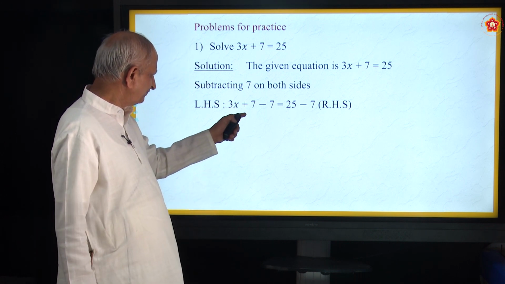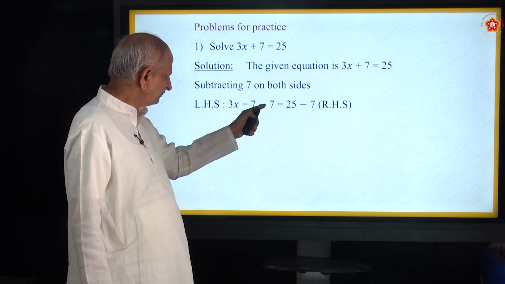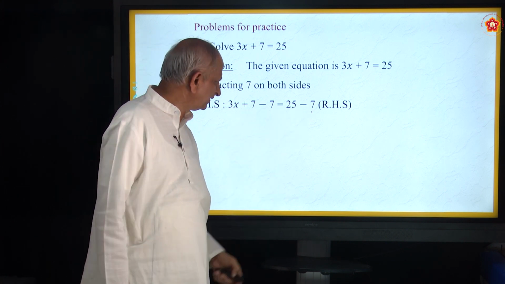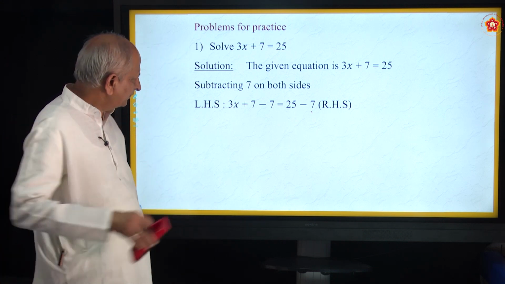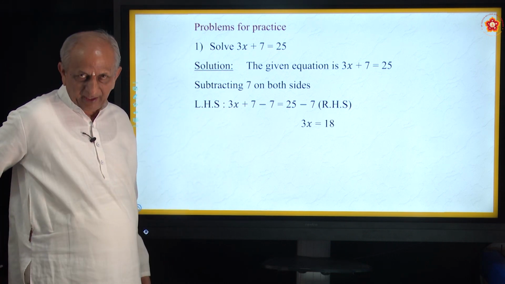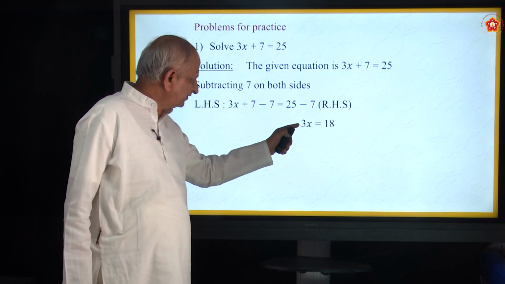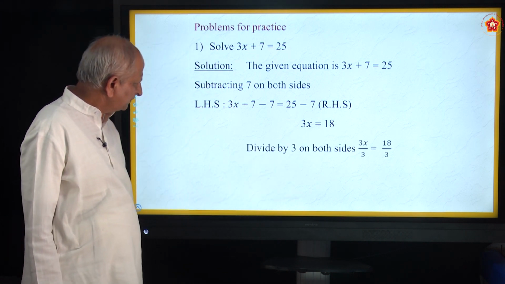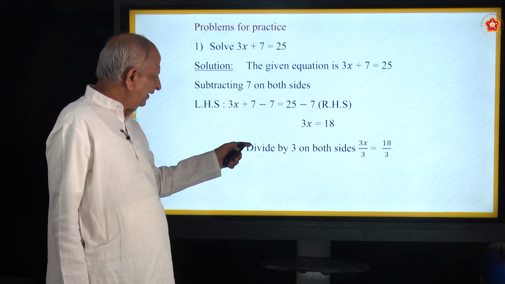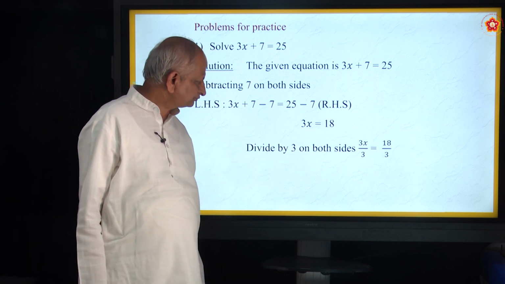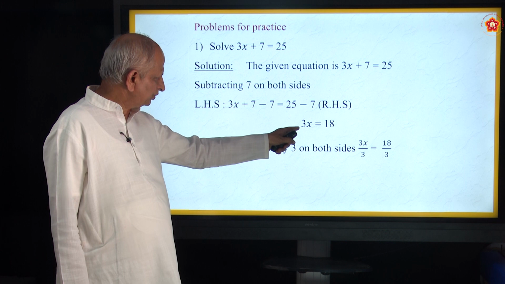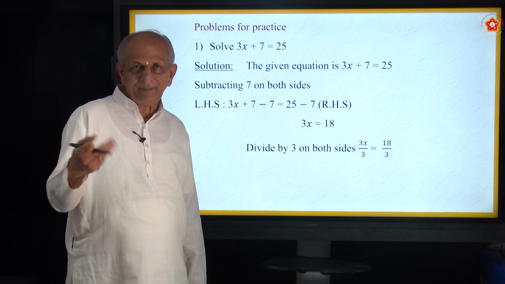So, what do you mean by that? Suppose plus 7 is given, you have to add minus 7. When you do it on the left hand side, subtract 7 on the right hand side also. So, you get 25 minus 7, how much? 18. The plus 7 minus 7 cancels, you get 3x is equal to 18, and divide by 3 on both sides. Still we did not get the x value, correct? So, what did you get now? You got 3x. The 3 must be removed.